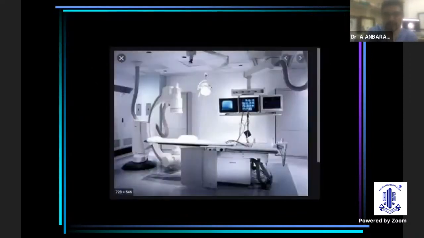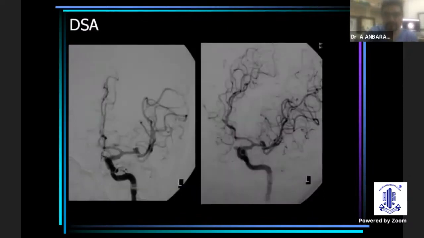So this is a cath lab where you will be doing that particular procedure. This is an example of a DSA where the contrast is injected into the left internal carotid artery. We can see the branches, the ACA and MCA, in AP and oblique views. After about a second, we are able to see the various branches, the MCA and ACA branches. We are able to appreciate small aneurysms much better in this way.